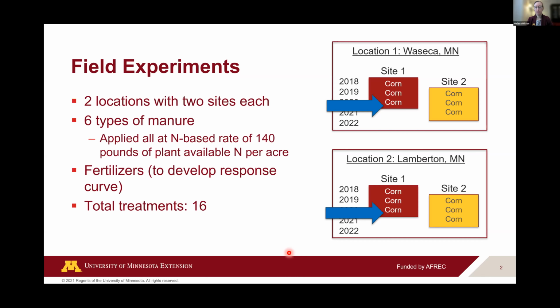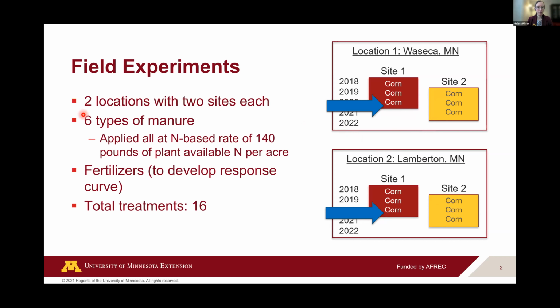So we set up at 2 different locations. We had the Southern Research and Outreach Center at Waseca, Minnesota, and then we had some at the Southwestern Research and Outreach Center in Lamberton, Minnesota. And then at each location, we had 2 different sites because we wanted to apply manure in 2 different years to see if there were different weather impacts. So we started site 1 in 2018. And just recently, this is where we are today, we just finished up those sites at both locations. We also started a site in 2019 at both locations. So we have 1 more year of those to go.